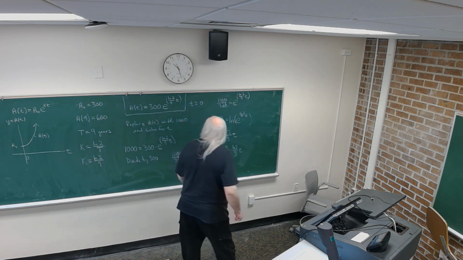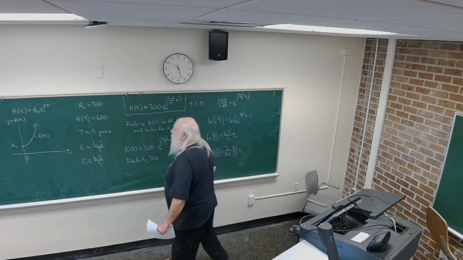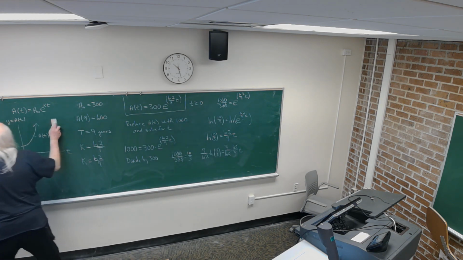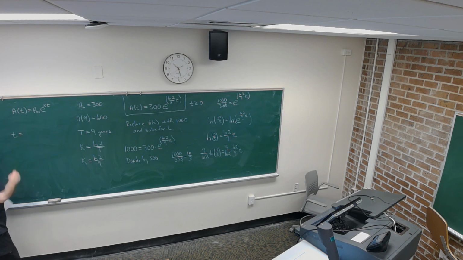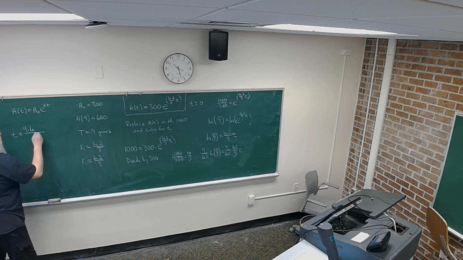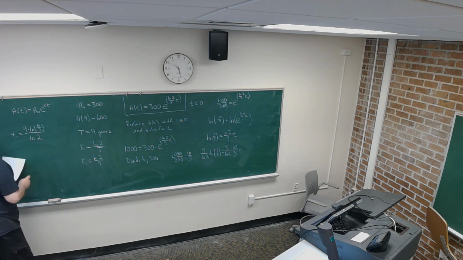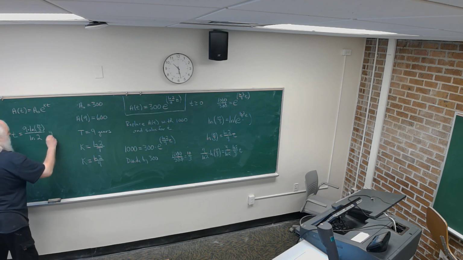And now when I switch the two sides, I have t is equal to 9 times the natural log of 10/3 over the natural log of 2. And what are the units? The units are years.